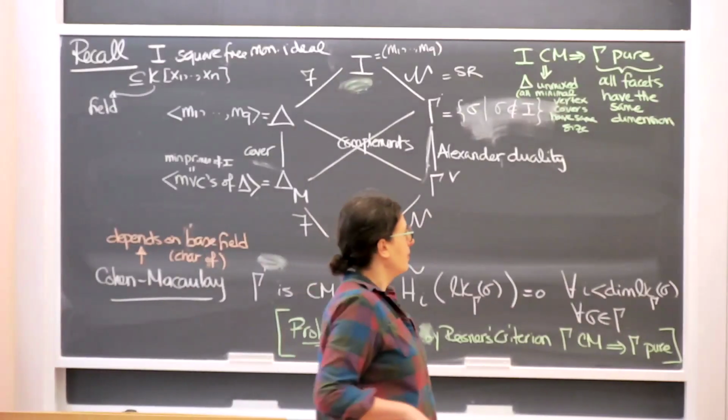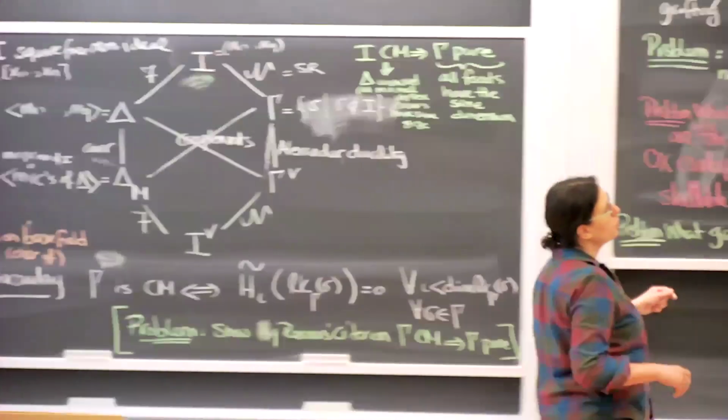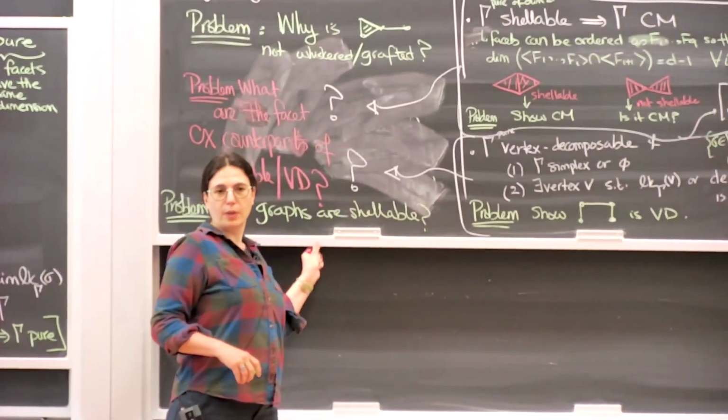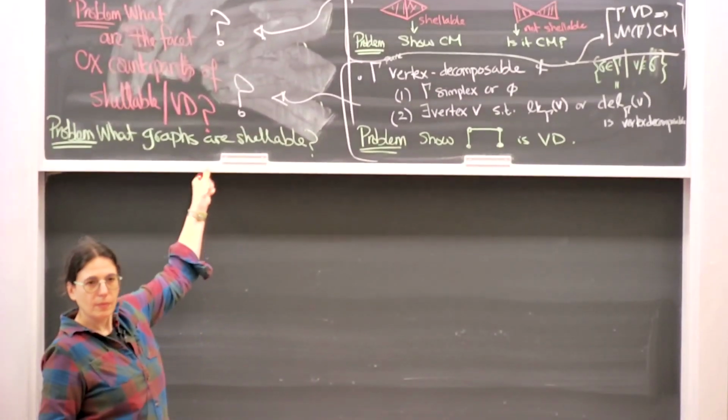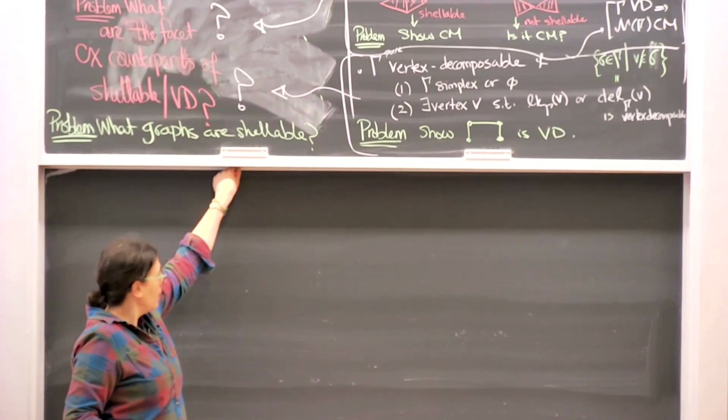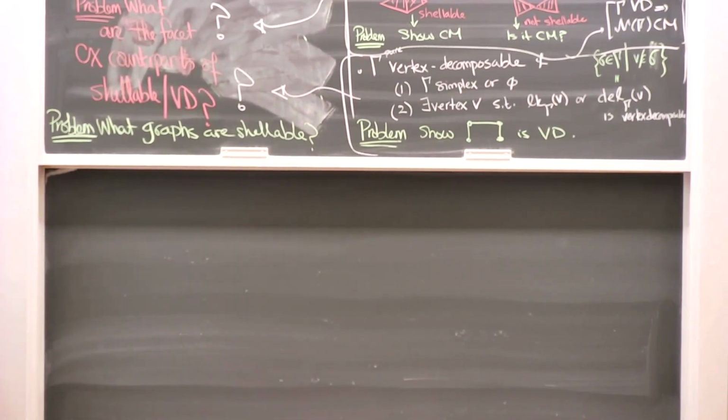All right, so this is one board on the combinatorial Cohen-Macaulayness. Okay, are there any questions here? Okay, so the next thing I want to talk about is down here.